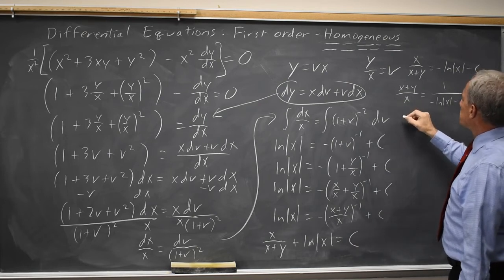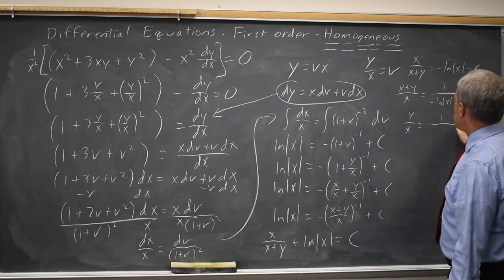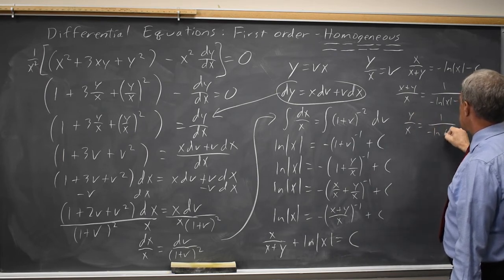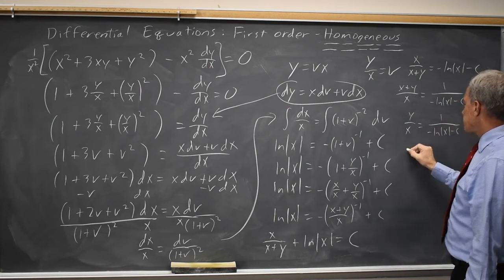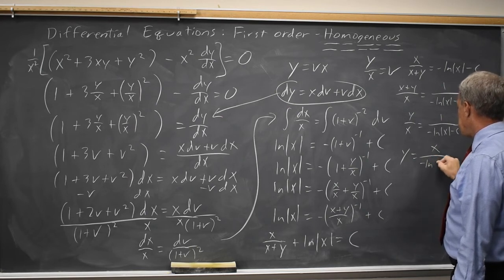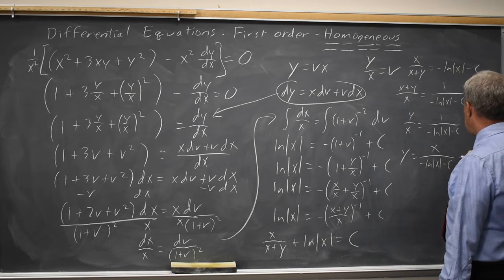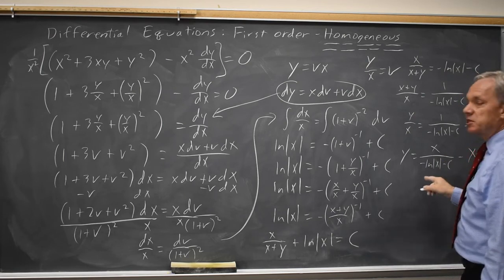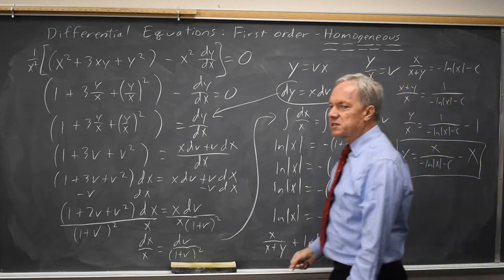X over x is 1. I'll subtract 1 from both sides. Y over x equals 1 over this ugly denominator minus 1. Multiply both sides by x. Y equals x over minus ln x minus c minus x. I could combine them into a single fraction, but I've solved for y and that's more than sufficient.